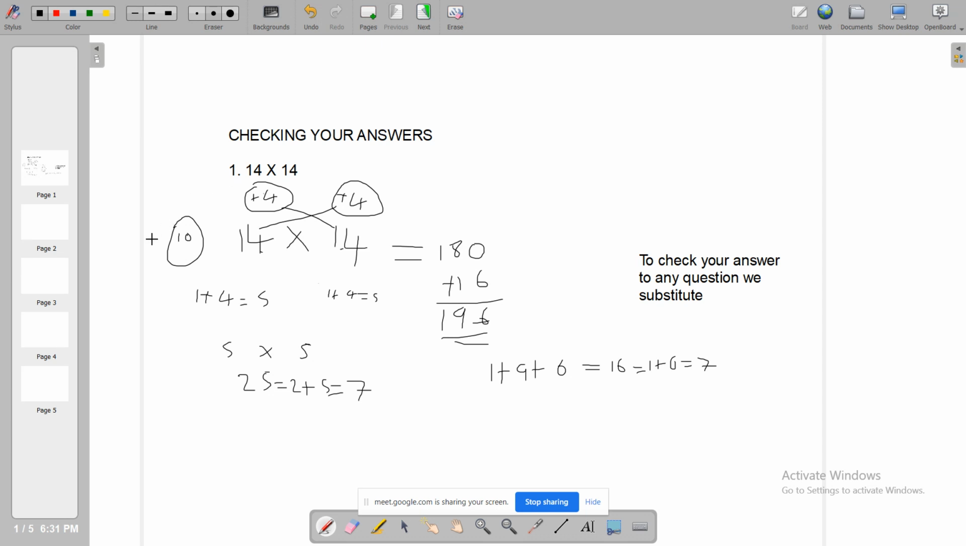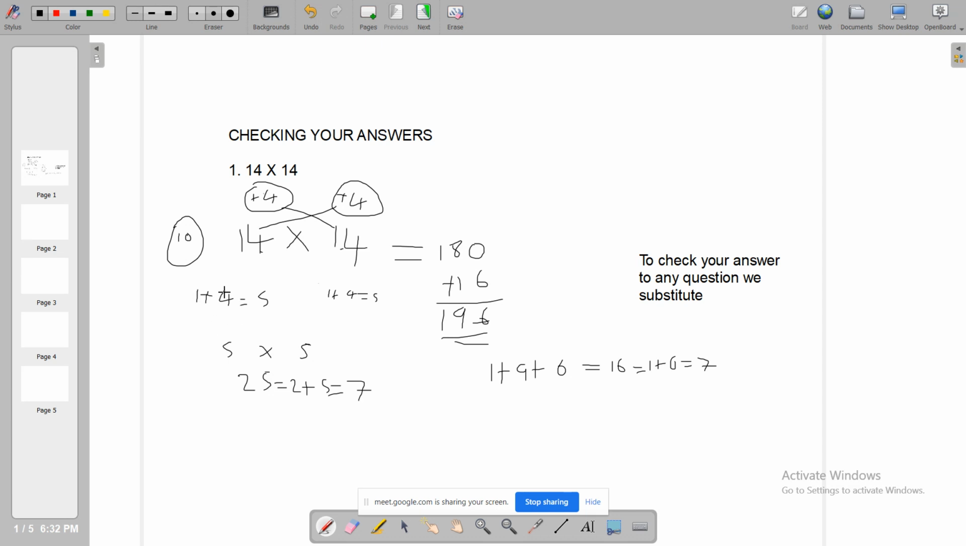So 1 plus 4 will give us 5. So a substitute number for 14 is 5. Now it's the same way for this, which is 5. Now the sign here is what? Multiplication. So I need to multiply 5 by 5. If it was addition, then I would add 5 plus this. But in this case it is multiplication. So 5 times this will give me 25.